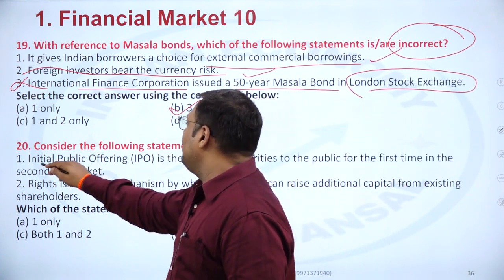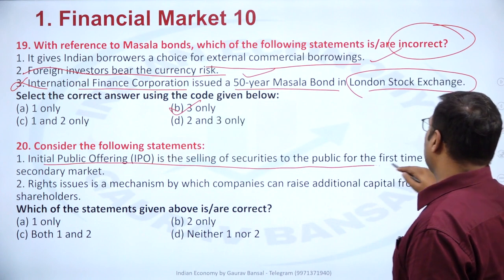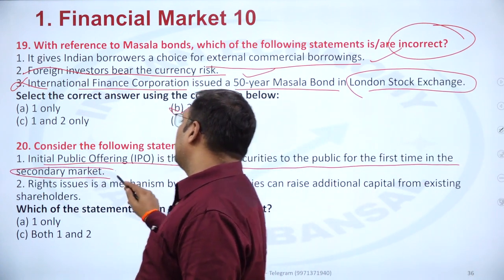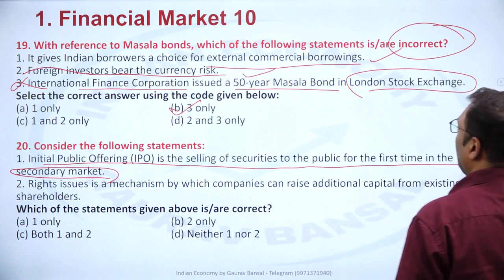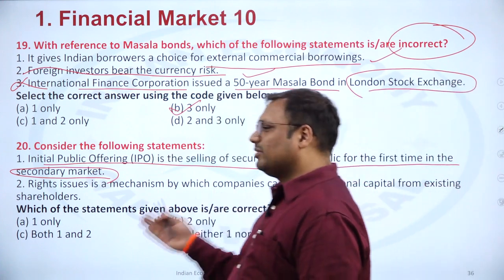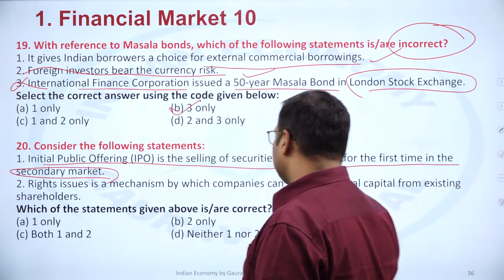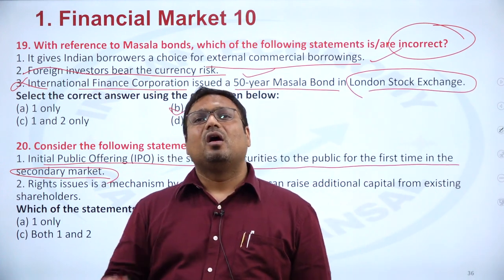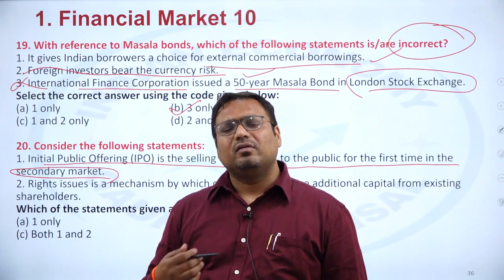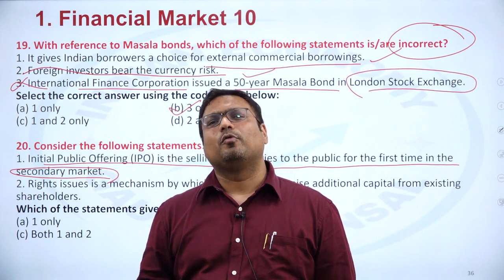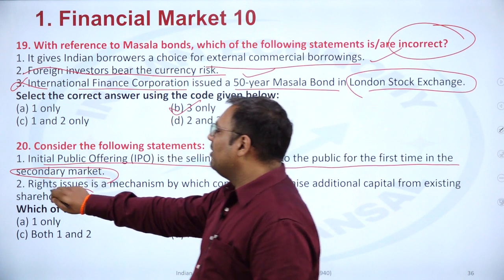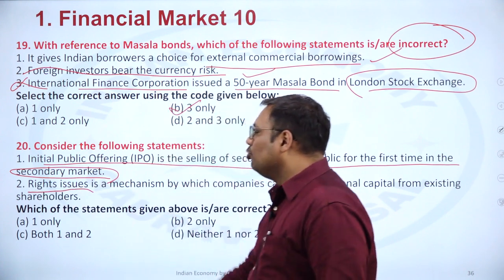Next, IPO is the selling of securities to the public for the first time in the secondary market. Secondary market is wrong here. It is in the primary market. I have already discussed it in this session. Rights issue, which was in the news because of the Adani issue, the Adani takeover of NDTV and many other issues. So this is very much a topic which is in the news right now.